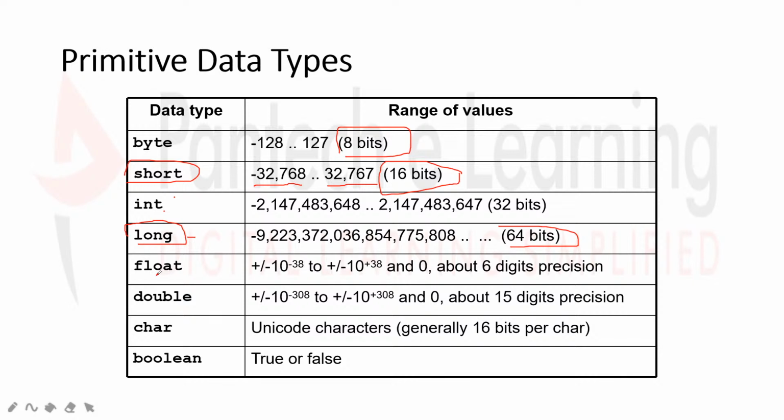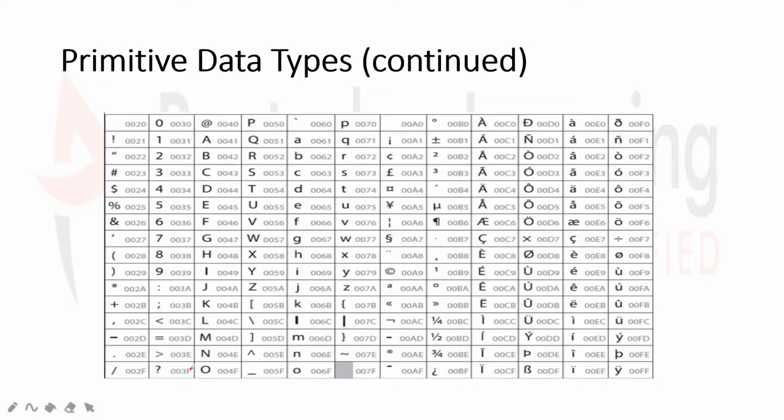Then we have float, with 6 digits of precision, and double, which has 15 digits of precision. Here we have boolean, which is normally only true or false. So these are the primitive types we have.